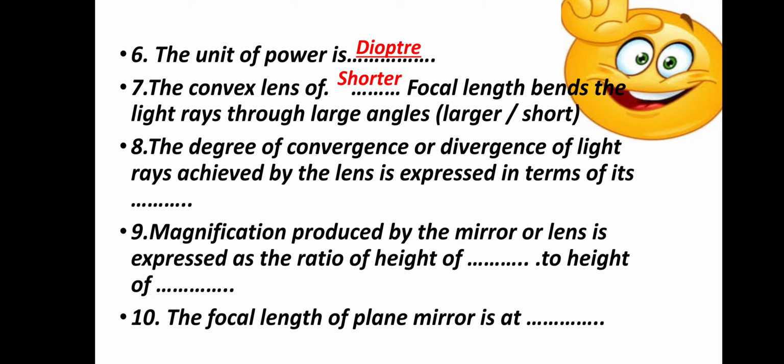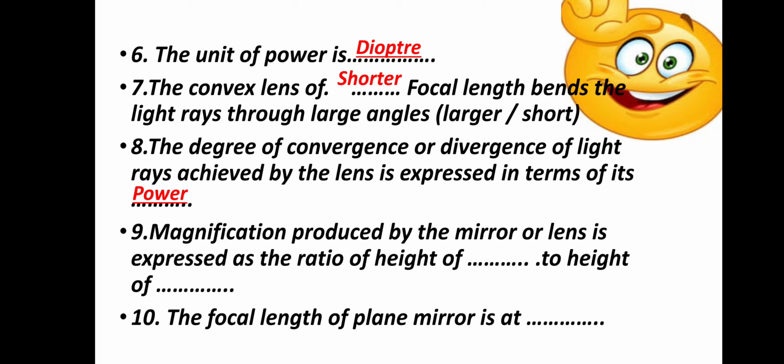Question number 8. The degree of convergence or divergence of light rays achieved by the lens is expressed in terms of its power. We already know that power is the reciprocal of focal length. What is the definition of power of a lens? At first we have to understand this: convex lens is converging and concave lens is diverging. So the convergence and divergence of light rays achieved by the lens is expressed in terms of its power.